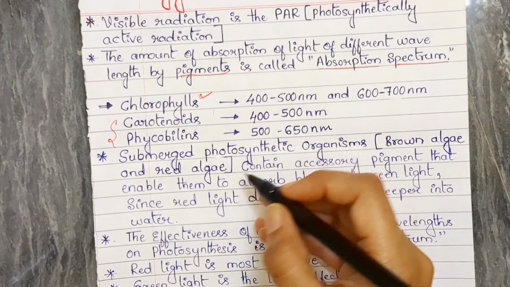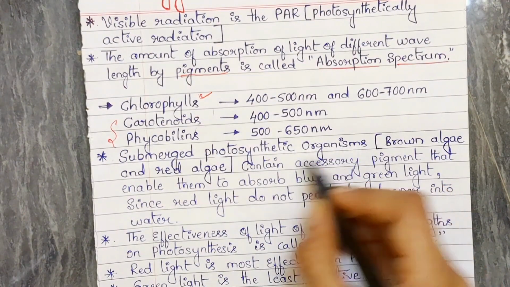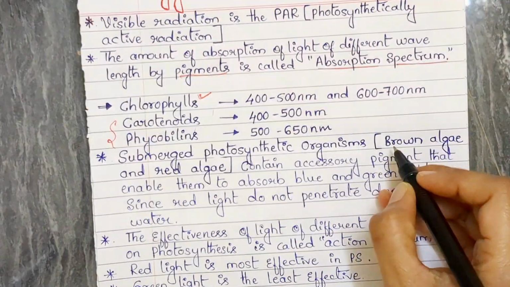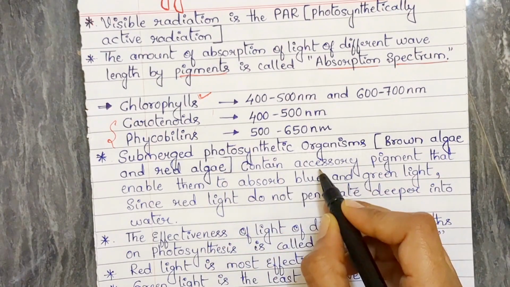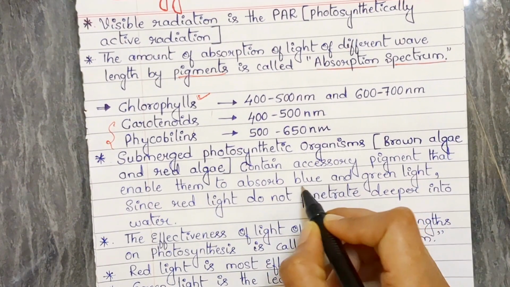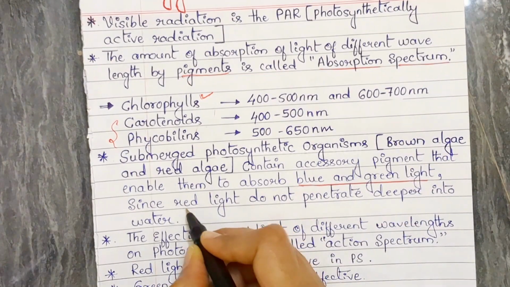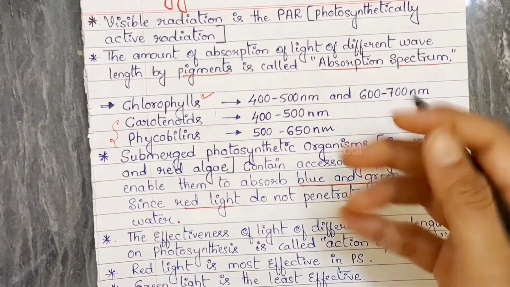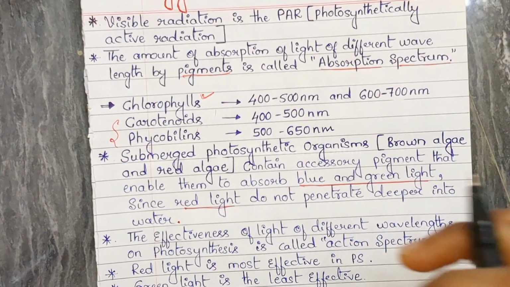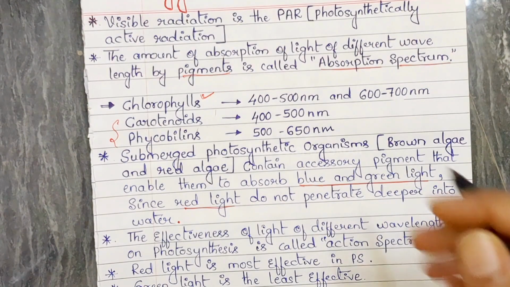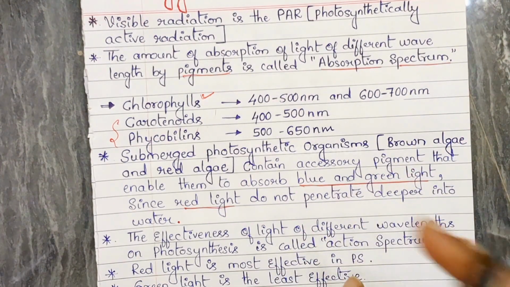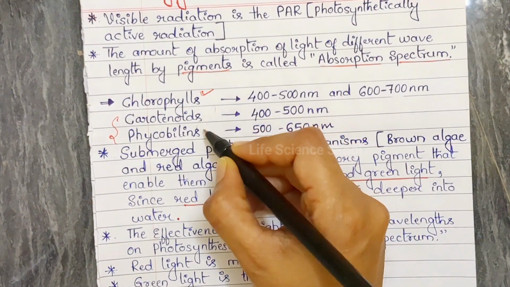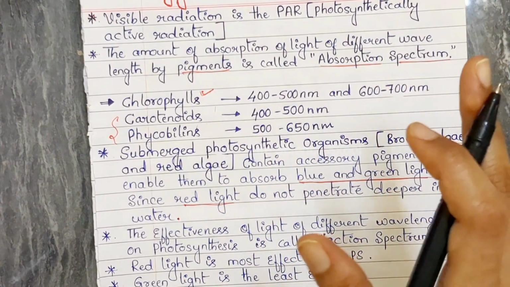Moving on to the next point, submerged photosynthetic organisms. Submerged photosynthetic organisms are those which are in the water. Brown algae and red algae contain accessory pigments that enable them to absorb blue and green light, since red light does not penetrate deeper into the water. Inside the water only blue and green colors are able to penetrate, but red color is not. That's why these brown algae and red algae contain only accessory pigments, that is carotenoids and phycobilins. So the chlorophyll is absent.